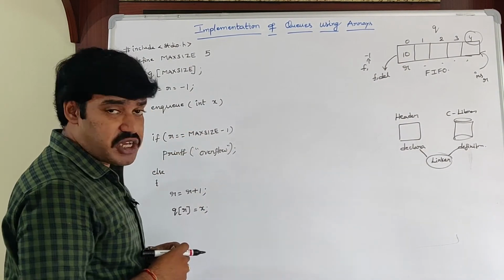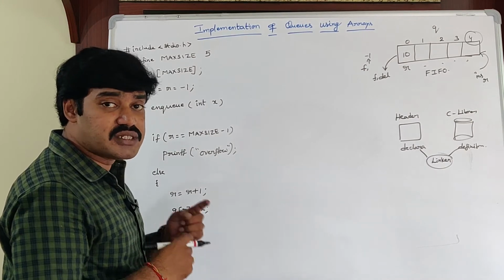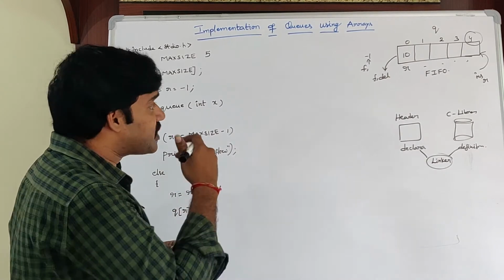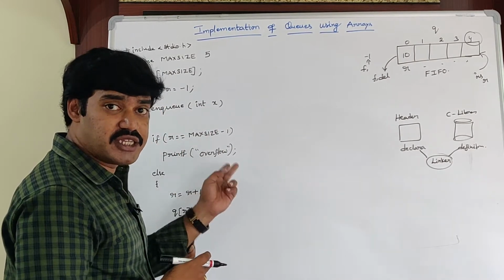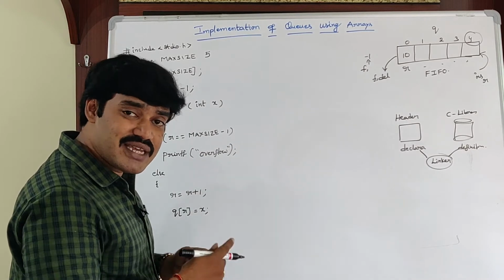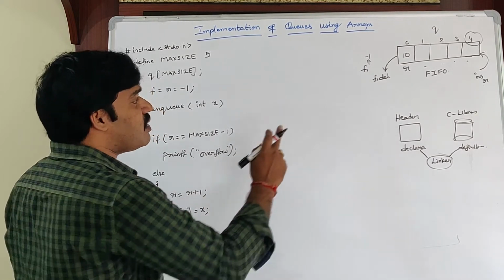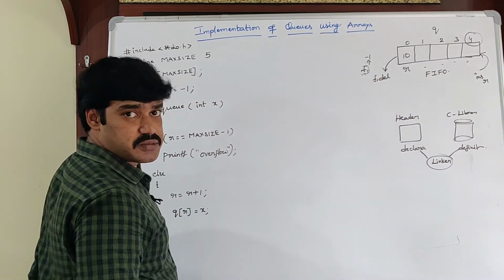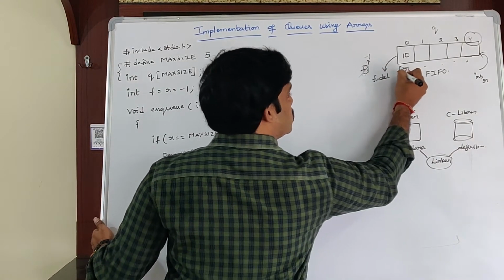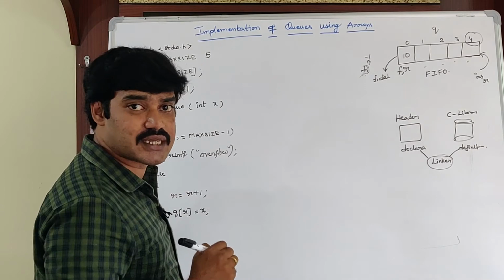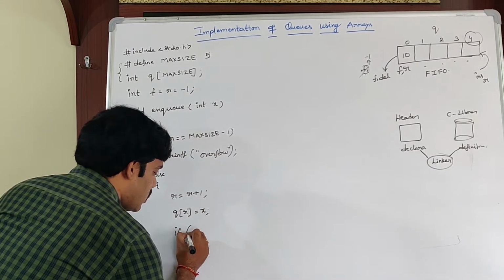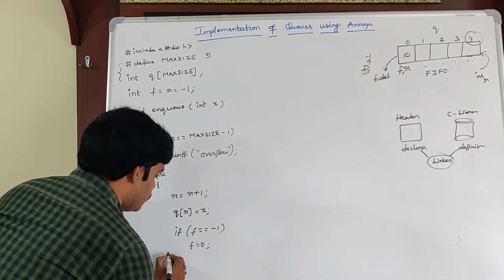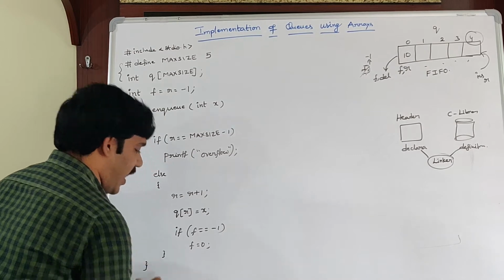When we insert the first element into the Q data structure, then we have to set the front variable. Initially front value is -1. When we are inserting the first element into the Q data structure, front is reset to 0. Why? Because the element which is pointed by the front pointer is to be deleted first. That's why set F to 0. How to set F to 0 for the first time insertion? If F is equal to -1, then set F is equal to 0. Closing of else block, closing of NQ.